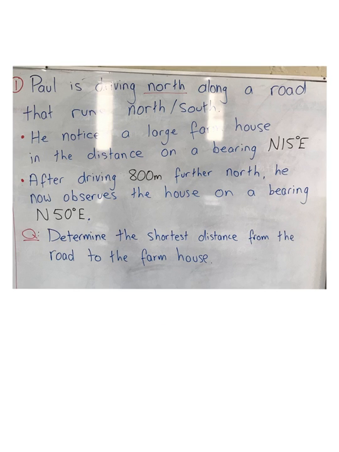Here is the first problem. Pause it now if you'd like to have a go at doing this yourself. The first thing I'll do here is dot in the road. The house is first seen at a bearing of north 15 degrees east. I'll now show that information, and I'll put in my house.